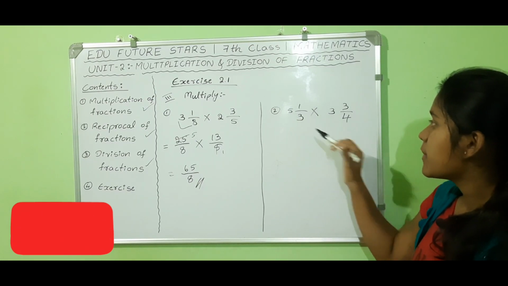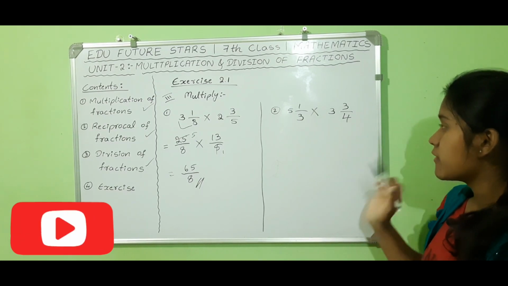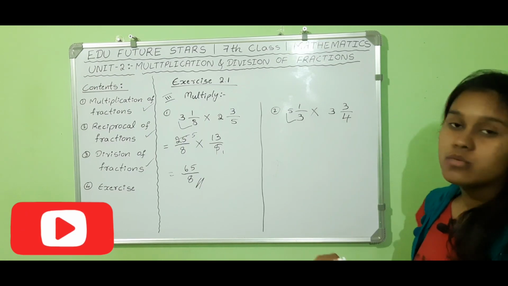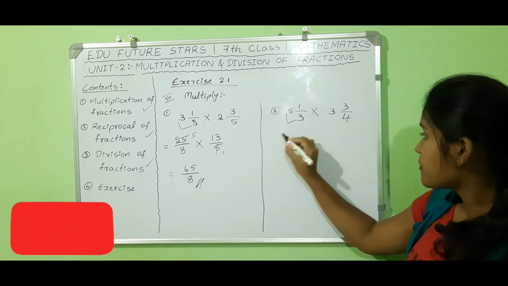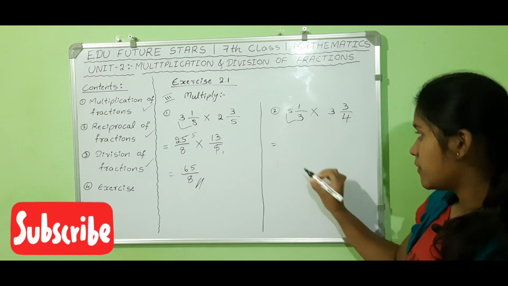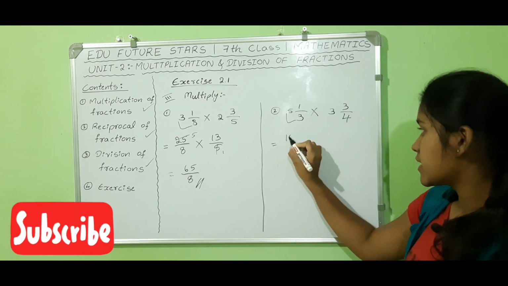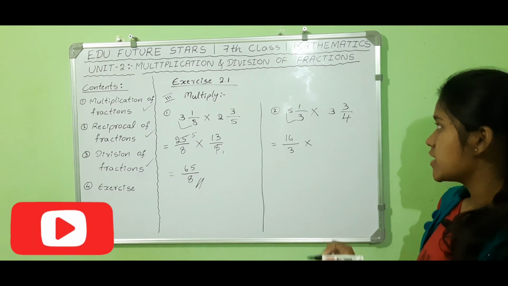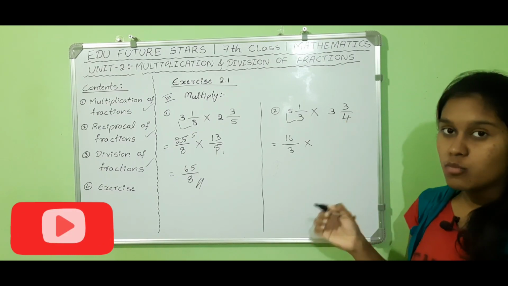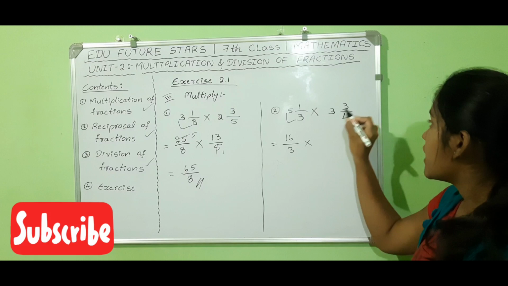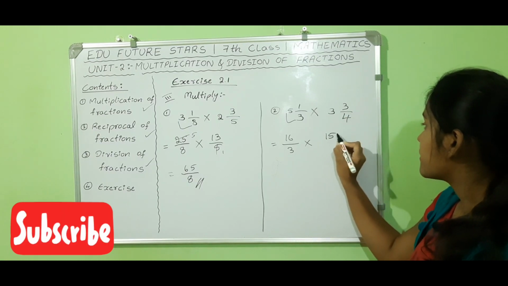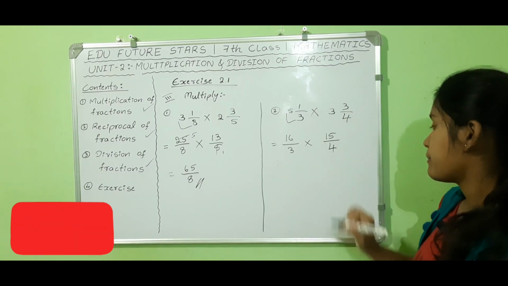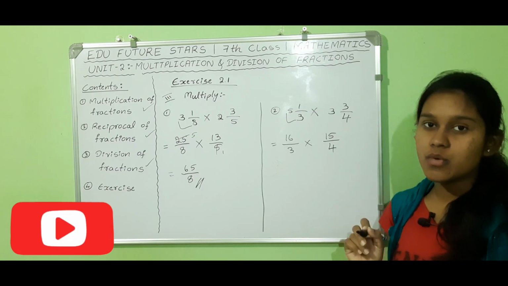Same type, 5 1 by 3 into 3 3 by 4. Let's multiply these two. We are going to convert it, right? So 5 3s are 15. 15 plus 1 is 16 divided by 3. Multiplication symbol. 3 4s are how much? 12. 12 plus 3 is what? 15 by 4. Alright? So this is what our result.